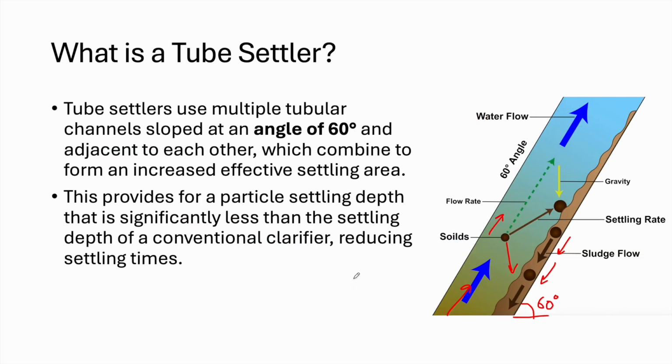So the tube settler process will provide a particle settling depth that is significantly less than the settling depth of a conventional clarifier. As I have already explained, this is the traveling depth, and this will reduce the settling times. Consequently, we will need less space, less volume, while having a very efficient settling process.